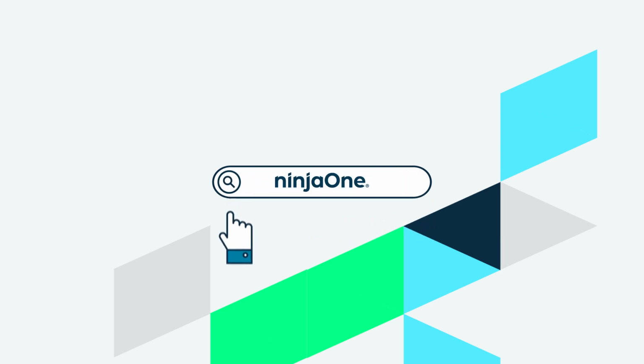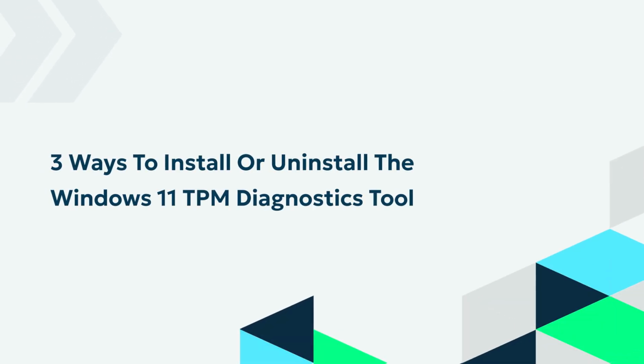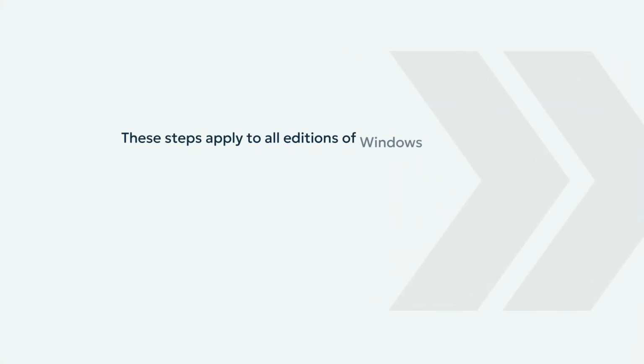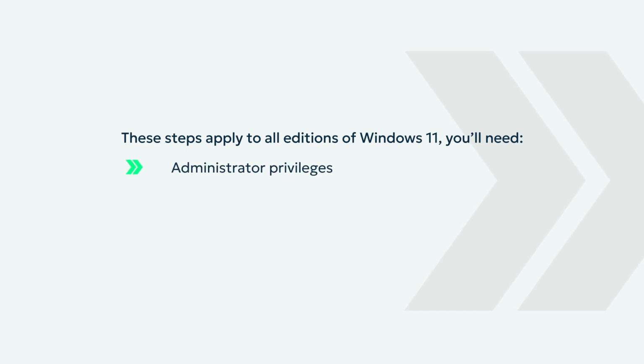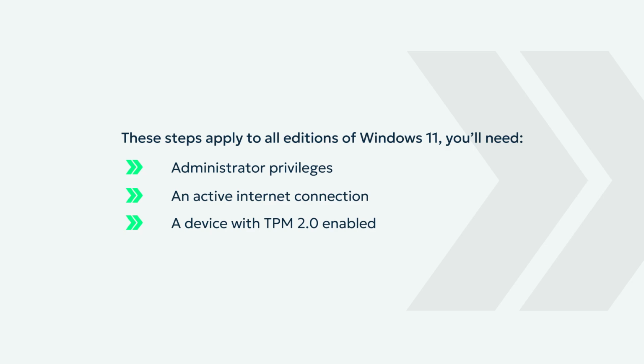3 ways to install or uninstall the Windows 11 TPM Diagnostics Tool. These steps apply to all editions of Windows 11, but you'll need administrator privileges, an active internet connection, and a device with TPM 2.0 enabled. Let's begin.